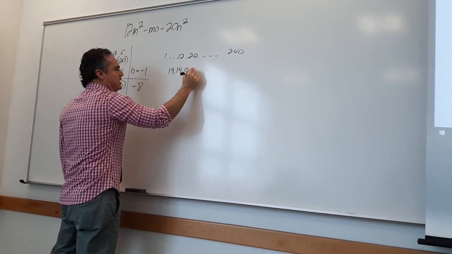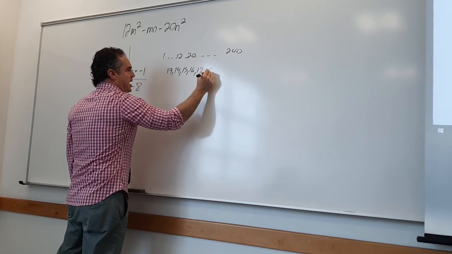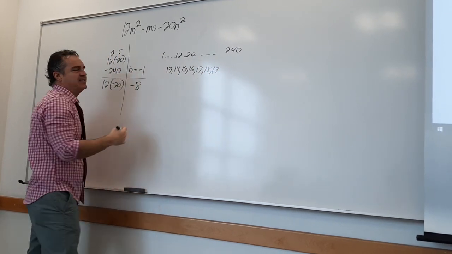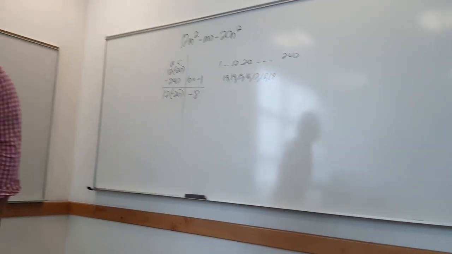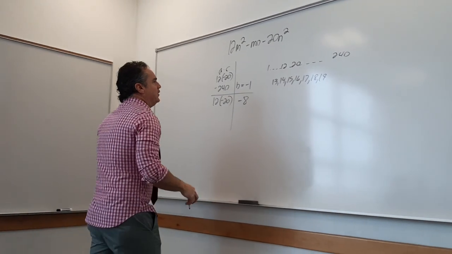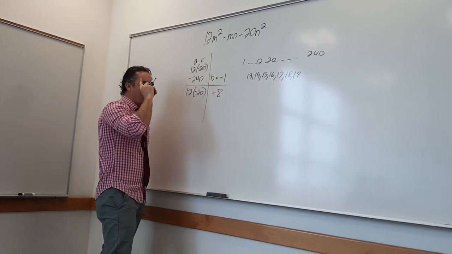14, 15, 16, 17, 18, and 19. We have 1, 2, 3, 4, 5, 6, 7 numbers, and 2 of them are the magic pair, or this sucker is prime. Okay? And so, what do we do here? Let's use our gift of common sense.